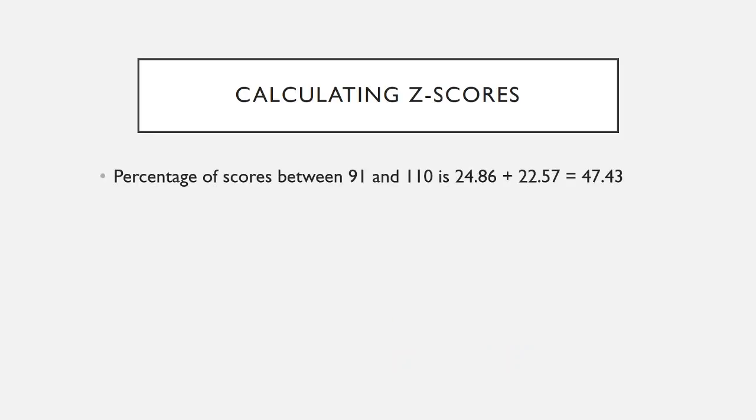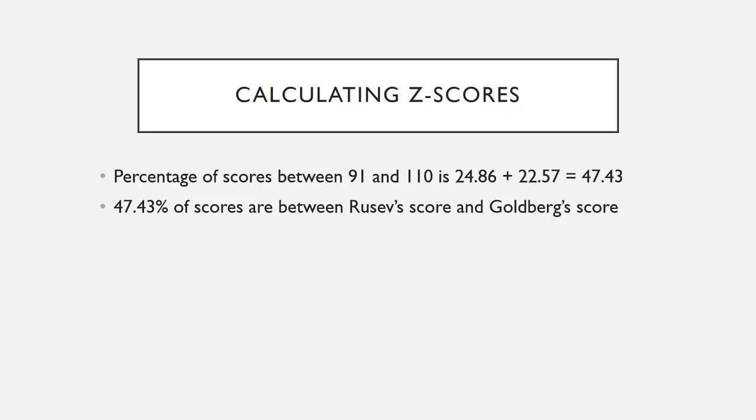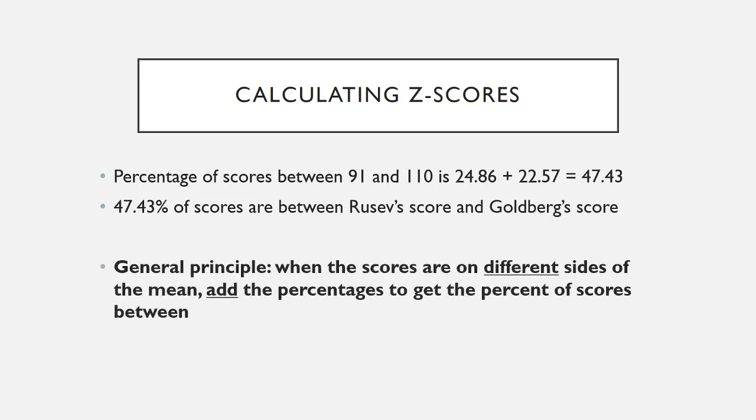Okay, instead of subtracting one percentage from the other, in this case, we want to combine them. So the percentage of scores between a score of 91 and the mean, you add that to the percentage of scores in between the mean and a score of 110. That yields you a percentage of 47.43% of the scores are in between Rusev and Goldberg. So this is why in general, when you're trying to find the distance between scores on different sides of the mean, add those percentages together to get the total amount of distance between.